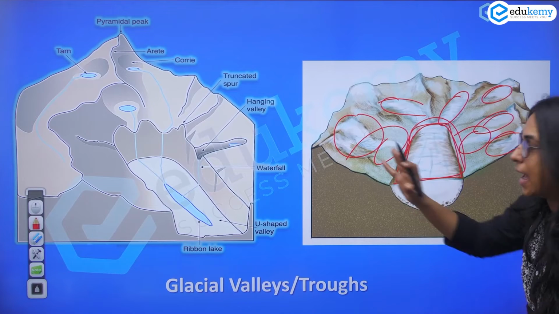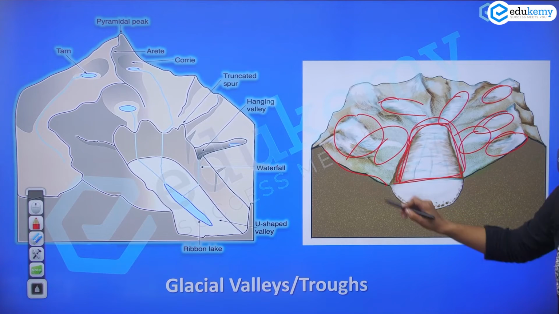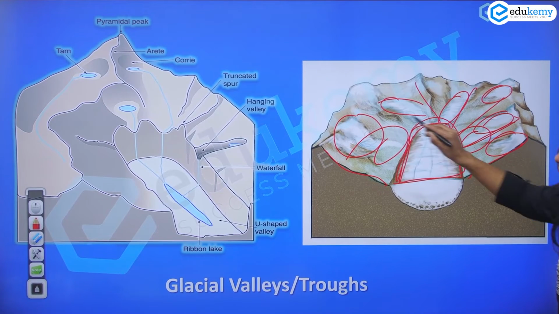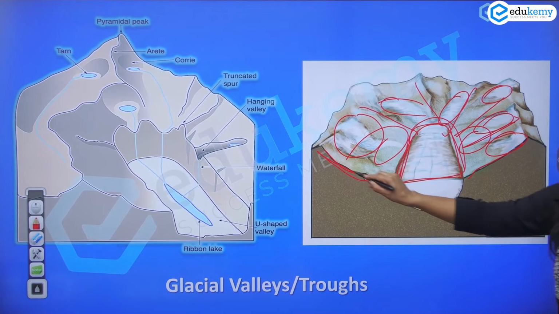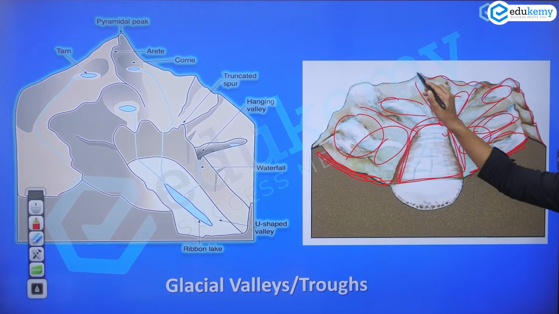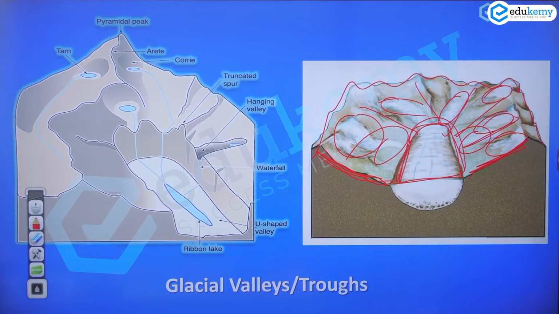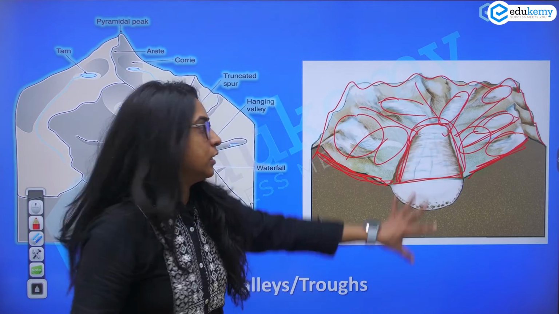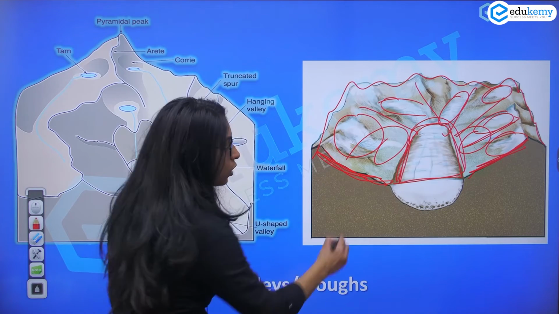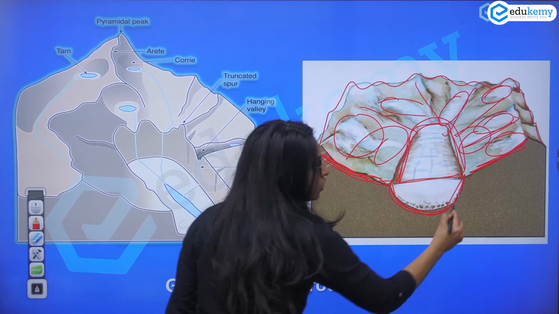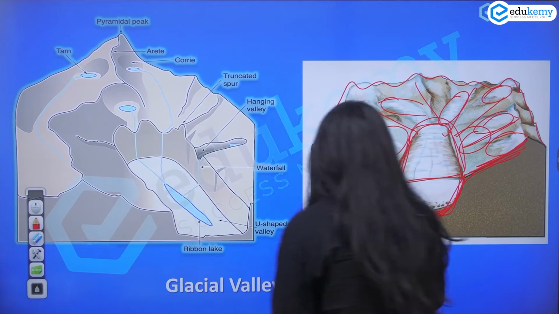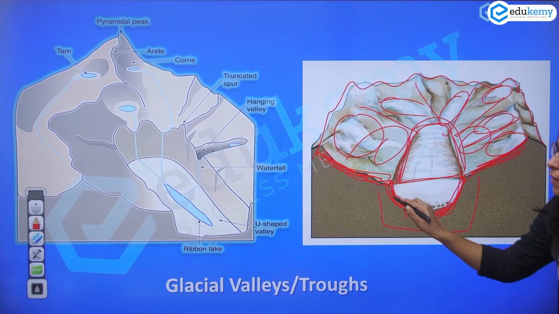Okay, so what happens is, as the glacier is moving, it is eroding this. Each glacier is eroding its own part, its own path. Now, when all the glaciers meet here, because of the sheer weight, this bottom floor is eroded too much. And can you see a U-shaped valley is being created?